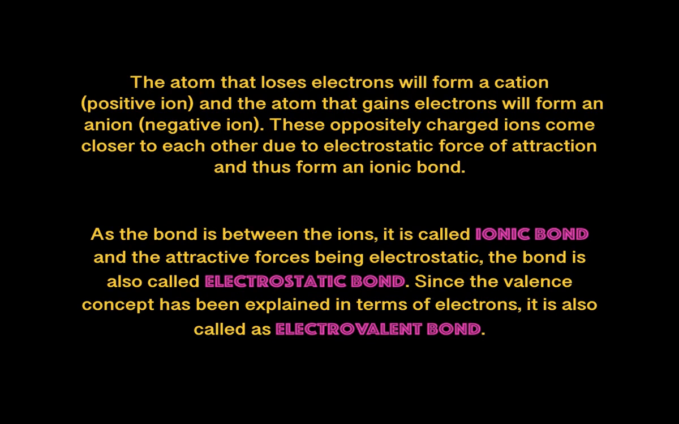These oppositely charged ions come closer to each other due to electrostatic force of attraction and thus form an ionic bond. As the bond is between the ions, it is called ionic bond, and the attractive forces being electrostatic, the bond is also called electrostatic bond. Since the valence concept has been explained in terms of electrons, it is also called electrovalent bond.